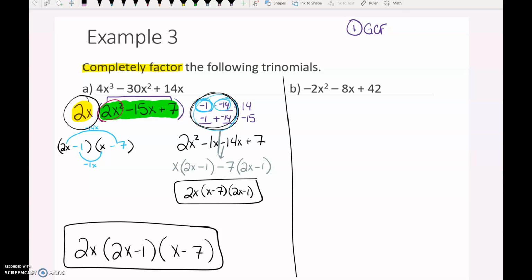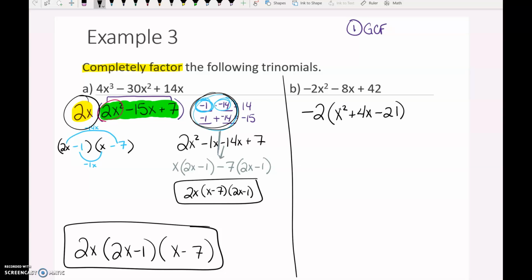Okay, in example B, the big problem is that our A value is negative. You really do not want a negative number in front of x squared. So we definitely want to factor out a negative. Then what do these three terms have in common? Hopefully 2. Are there any x's? No. So negative 2x squared divided by negative 2 is positive x squared. Negative 8 divided by negative 2 is positive 4, and that term has an x. 42 divided by negative 2 is negative 21.